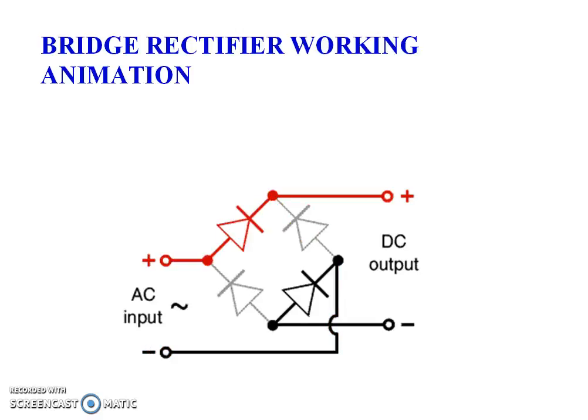The animation is clearly showing you which diodes are forward biased during the positive half cycle and which diodes are reverse biased in that same cycle. Similarly, in the negative half cycle, it shows which diodes are forward biased or reverse biased. The red color shows you the positive end and the black color shows you the negative end.